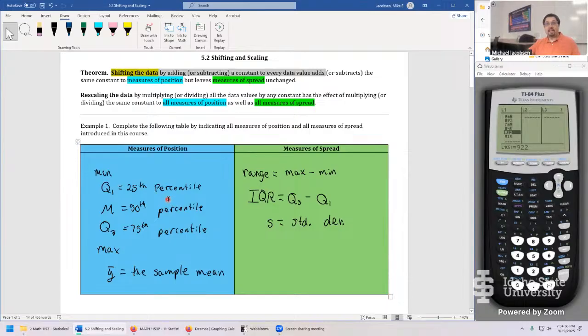So if I add 50 to every value of the data set, I've added 50 to quartile 1, median, and so on, down to the sample mean. Interestingly, it's going to leave measures of spread completely unchanged. You can think of the range as a really quick example.